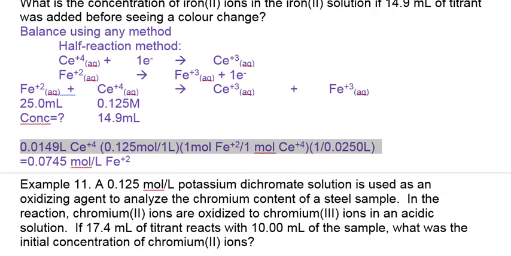So our next question, let's take a look at what we've got there. So we have potassium dichromate solution, and we're analyzing chromium content where chromium 2 ions are being oxidized to chromium 3 ions. So we know we've got oxidation going on on one hand. What is being reduced? Well, it's something in this potassium dichromate solution.